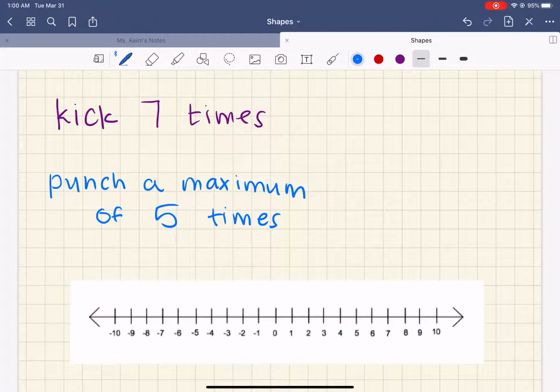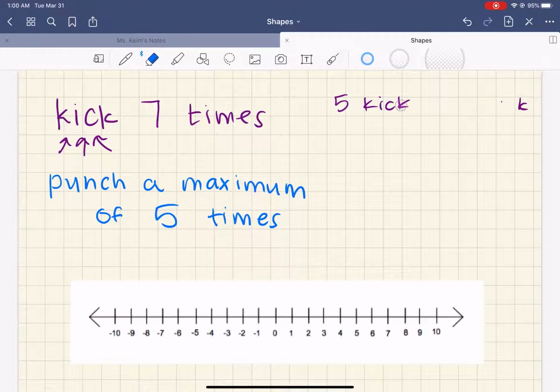So when I was talking about kicking 7 times, that situation could only be represented by an equation. Our kicks have to equal 7, okay? There is no other number of kicks that I could do that would get me exactly 7 times. 5 kicks does not equal 7 kicks, okay? So the only number of kicks that I can do based on this statement is 7.